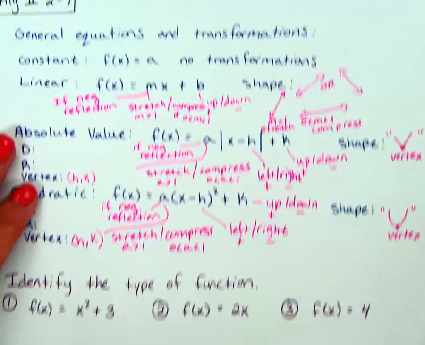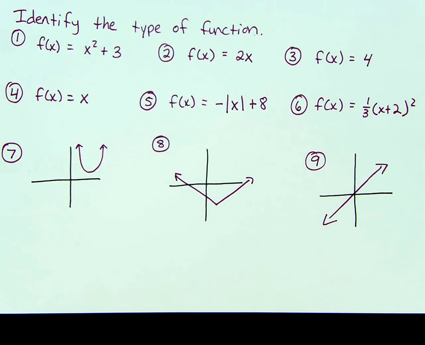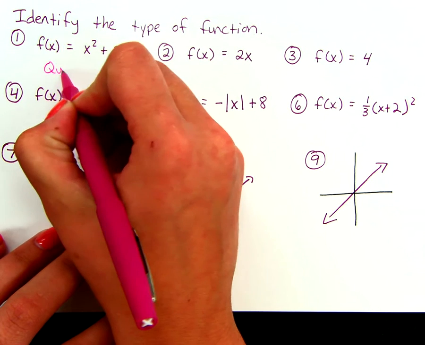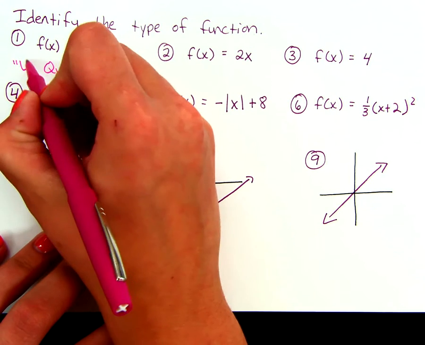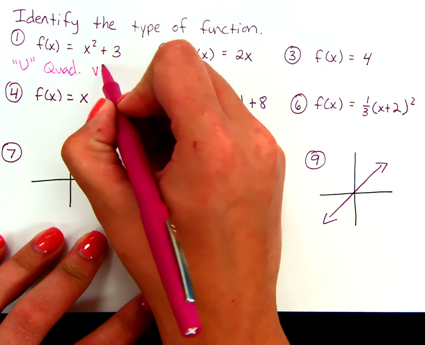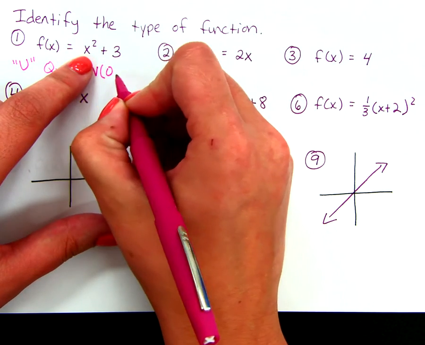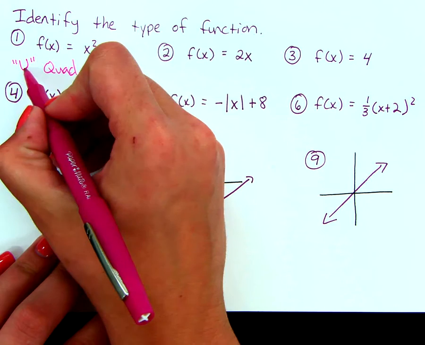All right, so the next part of the lesson, we're just going to practice identifying the type of function that we would be working with. So for our first problem, since there is a squared, I know that this is a quadratic equation. And just for practice, I know that it's going to make a U shape. And the vertex of it, since there is no grouping symbol, h is 0 since it's not there, and our k value is 3. So that would be the vertex of our U shape where it's coming together.